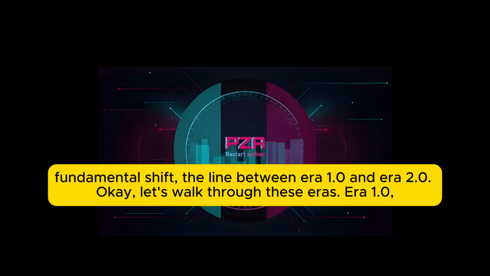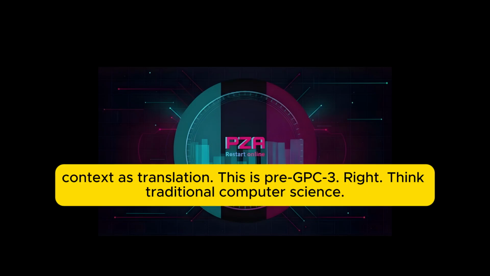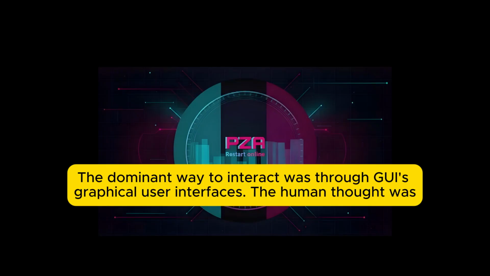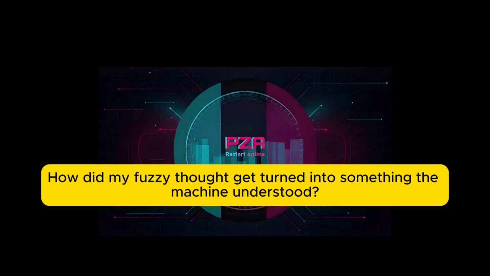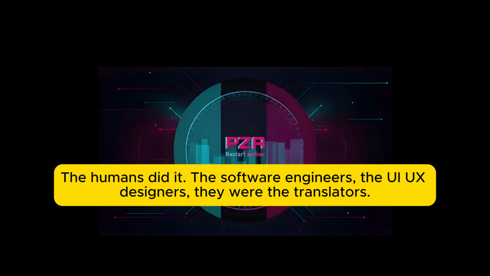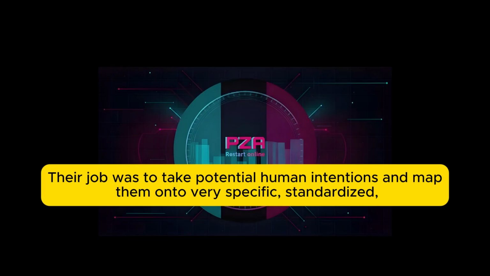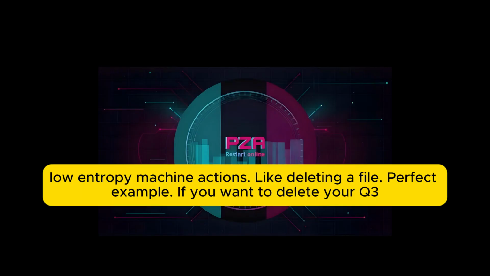Okay, let's walk through these eras. Era 1.0, context as translation. This is pre-GPT-3. Right. Think traditional computer science. The dominant way to interact was through GUIs, graphical user interfaces. The human thought was still fuzzy, high entropy, but the system itself was rigid. It couldn't handle ambiguous speech. So who was doing the entropy reduction back then? How did my fuzzy thought get turned into something the machine understood? The humans did it. The software engineers, the UI/UX designers, they were the translators. Their job was to take potential human intentions and map them onto very specific, standardized, low-entropy machine actions.